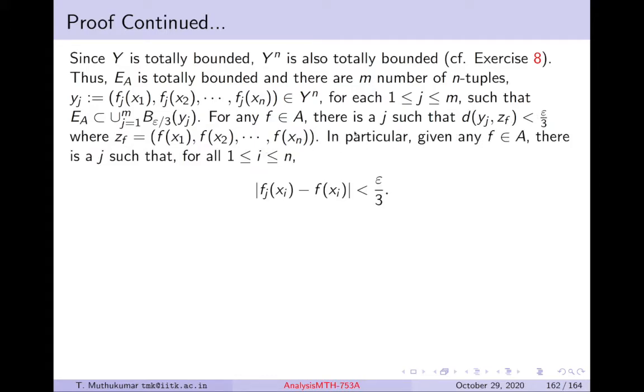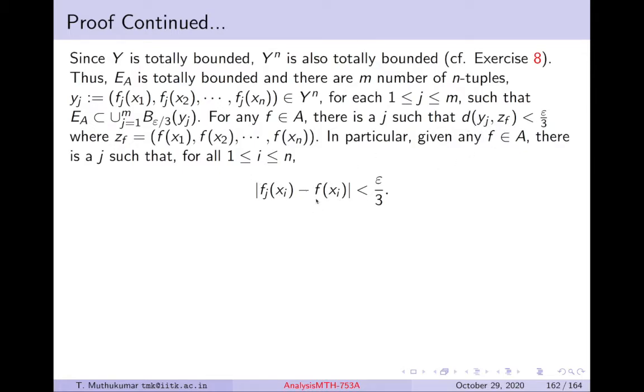Okay, so in particular what this means is that if you give any f, the way we argued here, for any f there is a J such that for all I this is valid, right? This is coming from this fact from here, because Yj is this, Zf is this. And this metric is the maximum of all these differences of these points, and each of these is less than the maximum, and the maximum itself is less than epsilon by 3. So each coordinate there is less than epsilon by 3 here. So this definition is what gives you this.